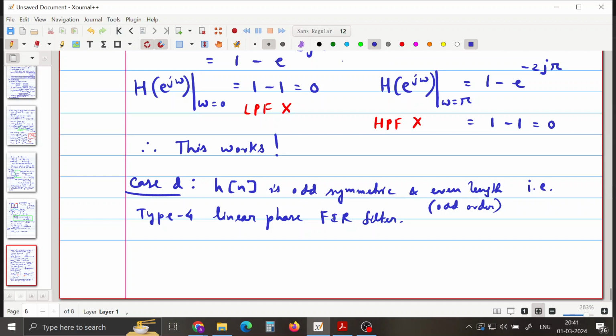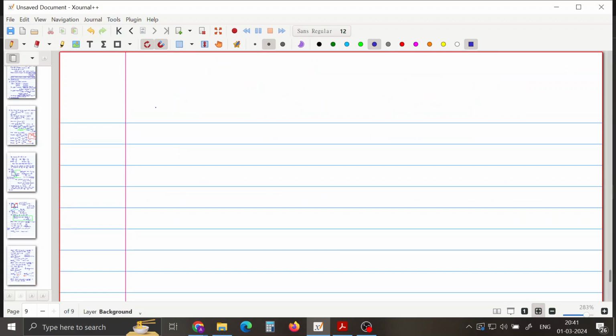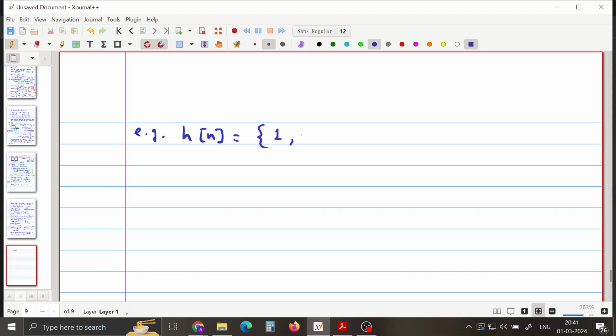So again I will choose an example. I'll go to the next page. Odd symmetry and even length. So an example could be even length. Let me take the length to be 4. So there will be 4 samples: 1, 2, minus 2, minus 1. I can choose a sequence like this where my length is even. Length is 4 here, which is even.